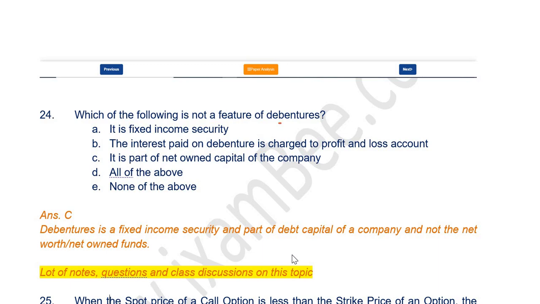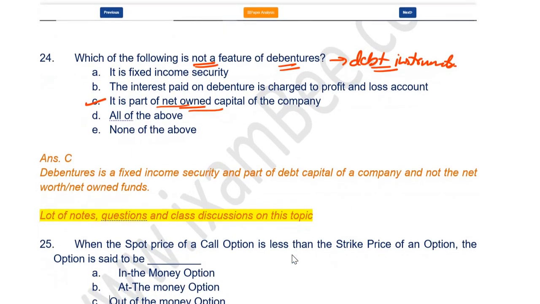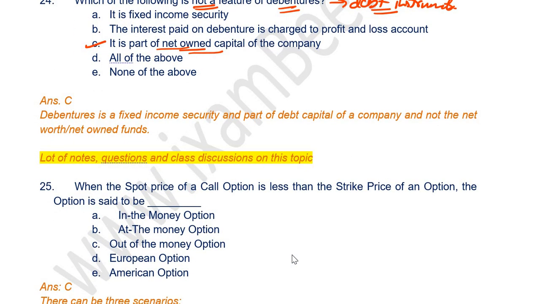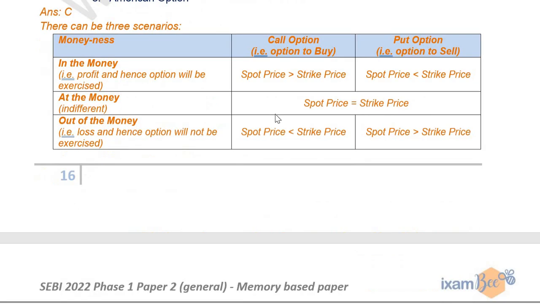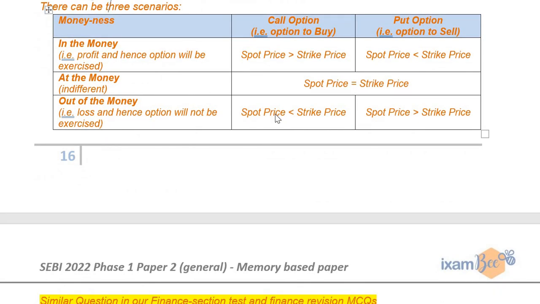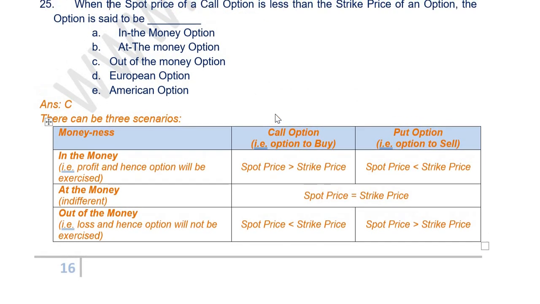Which of the following is not a feature of a debenture? Again, a very easy question. Debenture is a debt instrument, and the moment you know that, you know the correct answer, because we had asked which is not a feature. It is not a part of net owned funds. It is a part of the debt capital of a company and not the equity capital or the owned capital, right? So again, a lot of such discussions on various market instruments keep happening, in which this was very easily identifiable, and I think all of the students have got this answer correct.